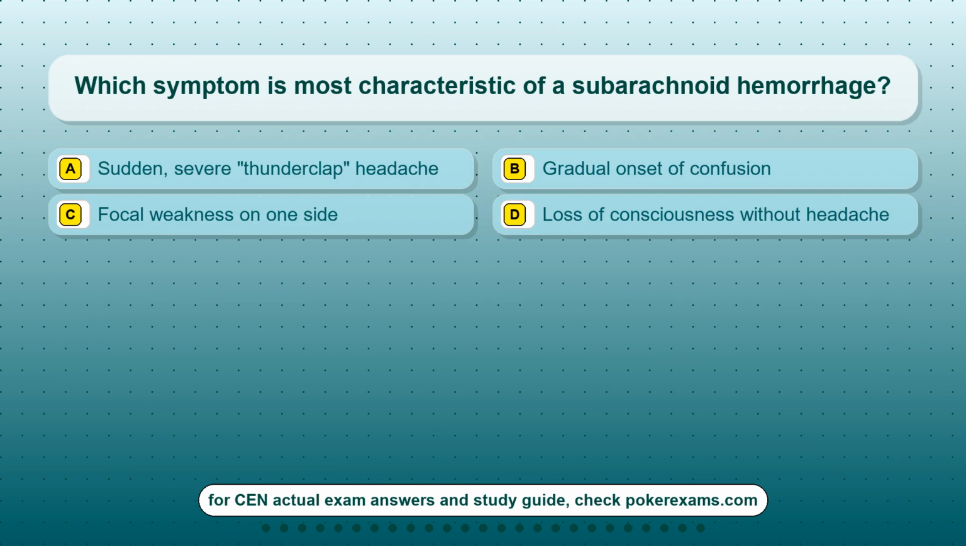Question 12. Which symptom is most characteristic of a subarachnoid hemorrhage? Option A, sudden, severe thunderclap headache. Option B, gradual onset of confusion. Option C, focal weakness on one side. Option D, loss of consciousness without headache.